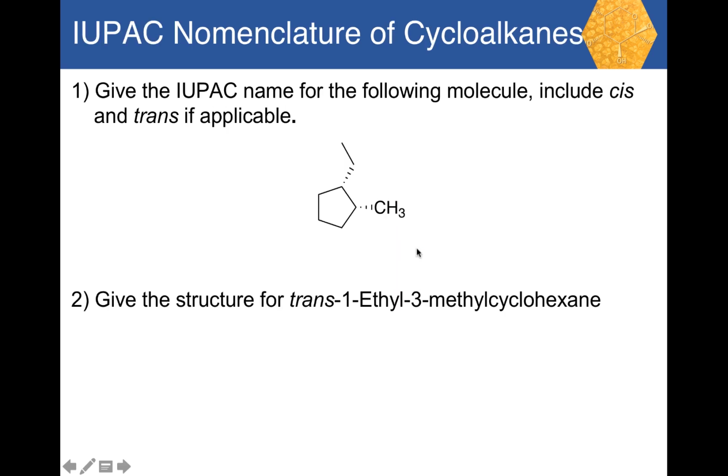Okay, let's apply what we have just learned. So here are a couple of questions which are similar to what you will see on the quiz and on the exam. So the question is, give the IUPAC name for the following molecule. Notice it says here include cis and trans if applicable. So in other words, what we're asking you here is, did you understand the concept of naming cyclic compounds? If you did understand the concept of naming cyclic compounds, let us apply that concept here. So here's a molecule. What is the IUPAC name?